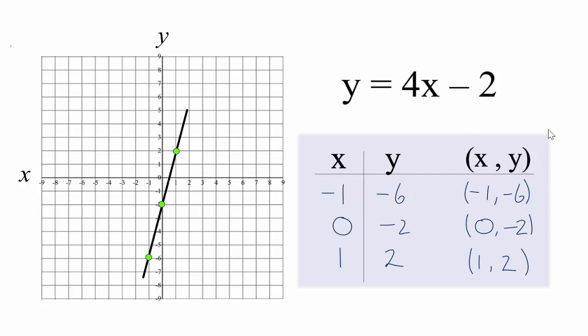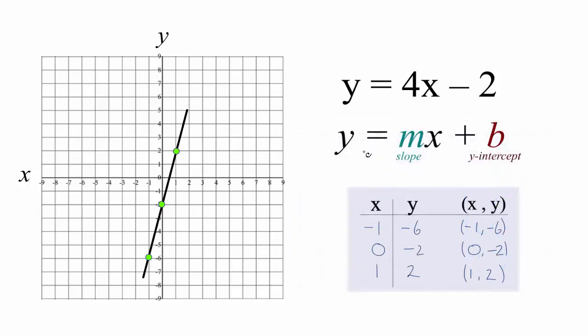Let's check our work with the slope-intercept formula. So we have y equals mx plus b. b, that's the y-intercept, which is -2. So we intercept the y-axis at -2. There's our first point. That matches what we found before.